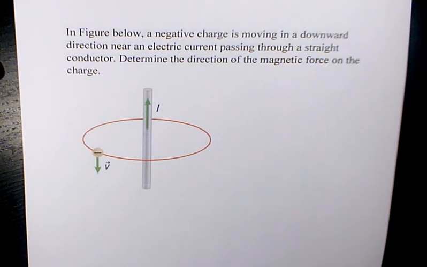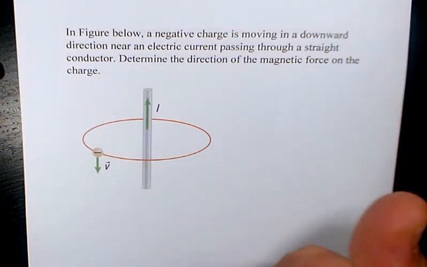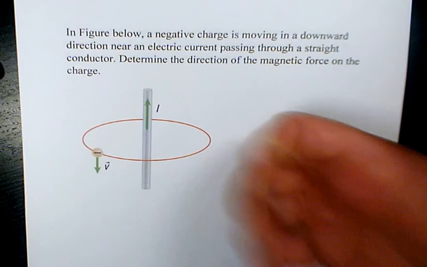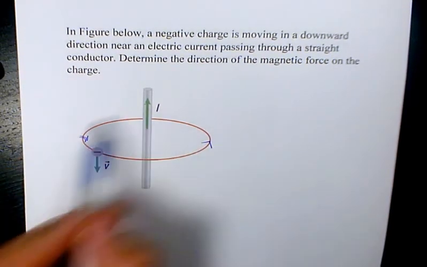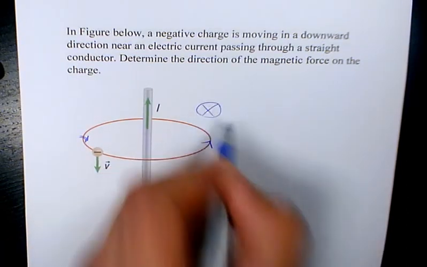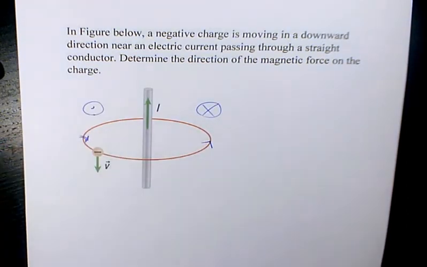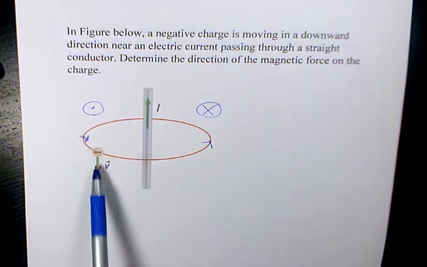In this example, it says in the figure below, a negative charge is moving in the downward direction near an electric current passing through a straight conductor. Determine the direction of the magnetic force on the charge. First of all, we need to use the right hand rule for this I. When we place the thumb for the I, it generates the magnetic field around it, which is moving this way. So it is going into the page this side, and it comes out of the page this side. On this particle, we need to use the right hand rule again.